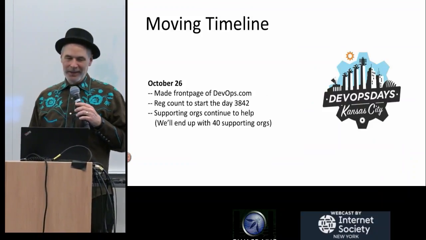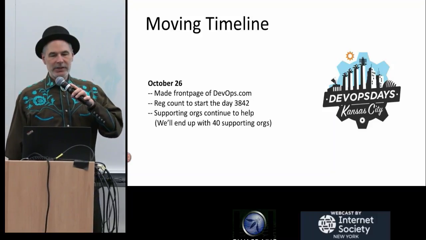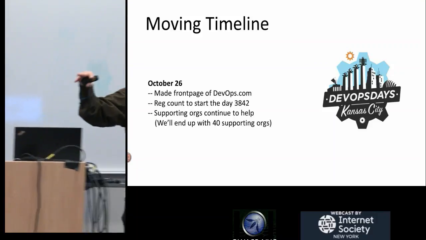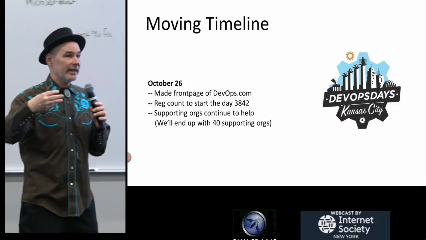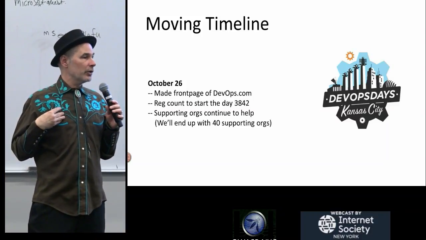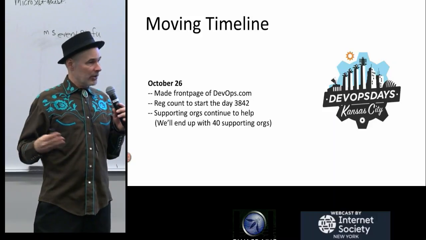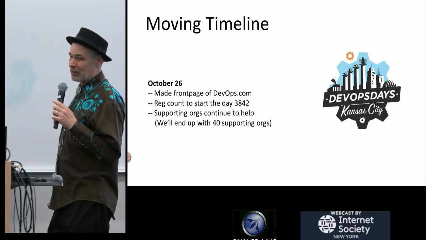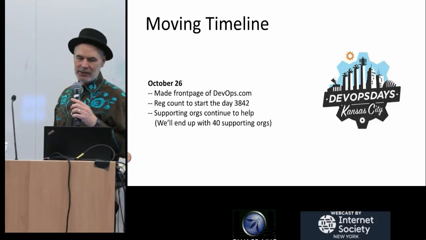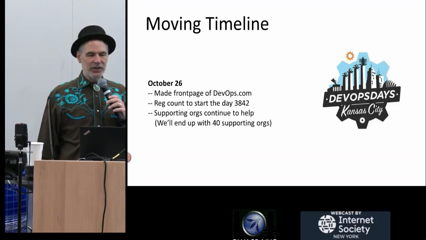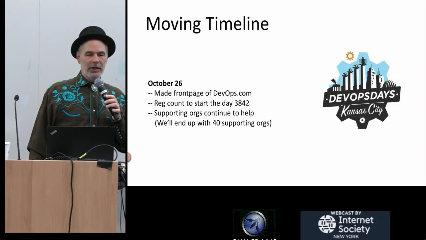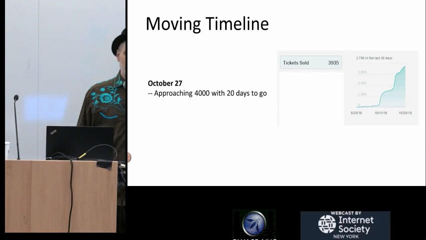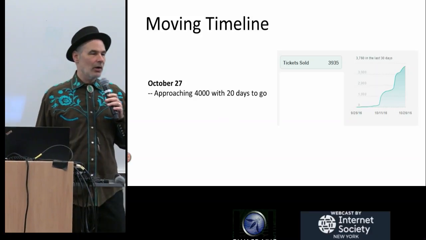All right. Now, October 26th, again, I put up the DevOps Days Kansas City, but not just that one. More groups started contacting us now, saying, we're here, we'd love to support what you're doing. Can we get your logo on the site? This was great. It was starting to happen organically now. We made the front page of DevOps.com. The reg count shot to 3,800, supporters went up to 40. Approaching 4,000 with 20 days to go.